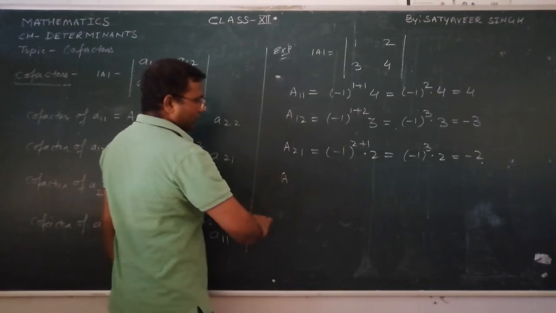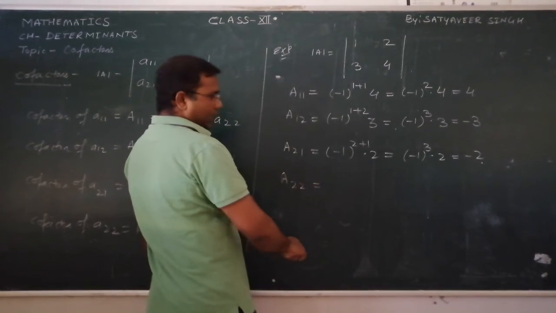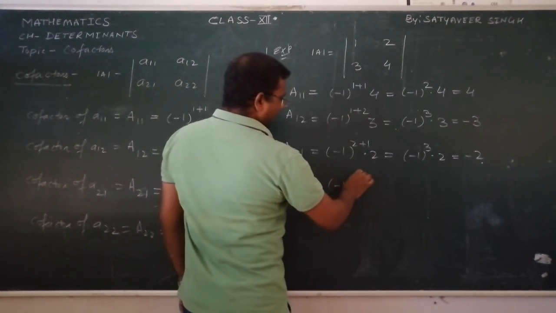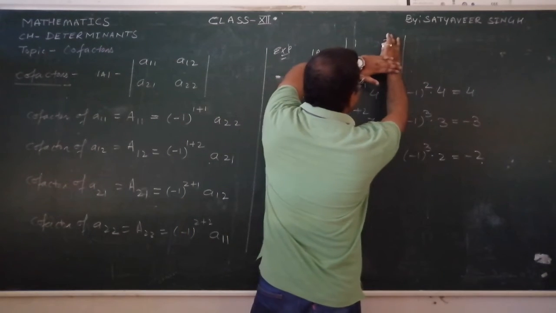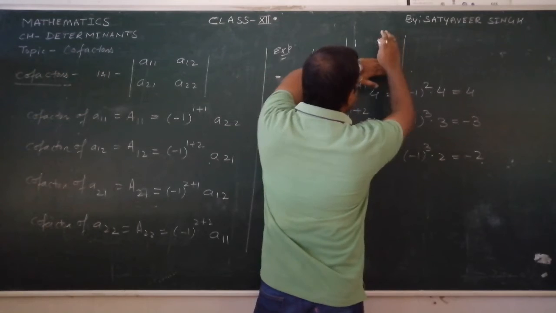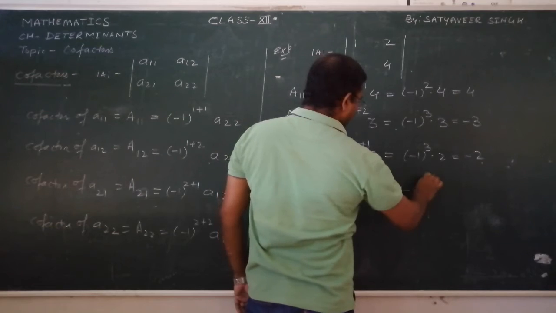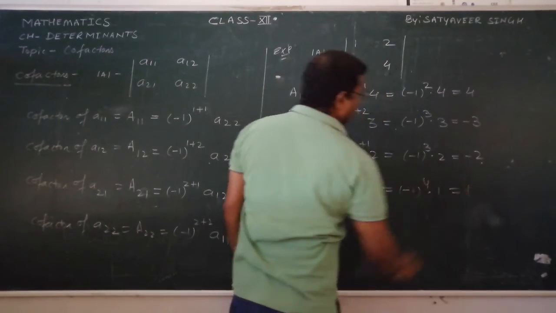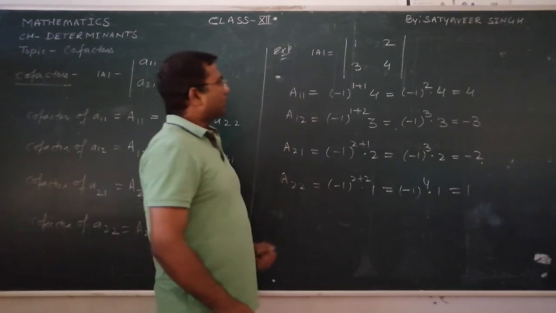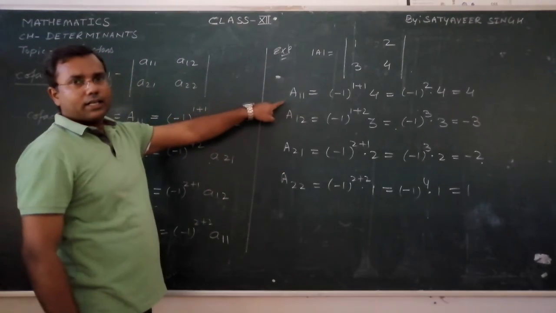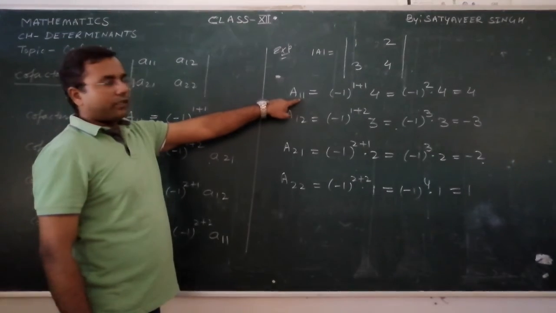See now the last one, this is A22. If you calculate A22, then it is minus 1 raised to 2 plus 2 into the element left after you hide the second row and second column, which is 1. So it is minus 1 raised to 4 into 1, which is equal to 1. So this is exactly the procedure to calculate the cofactors. Cofactors will be represented by capital A and the particular position of the element like this.